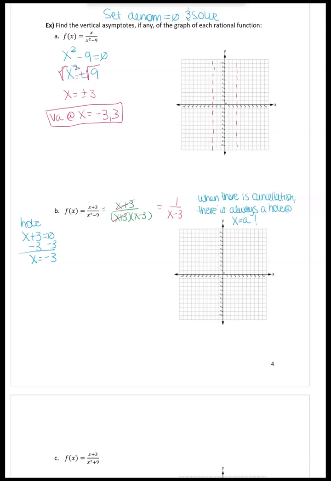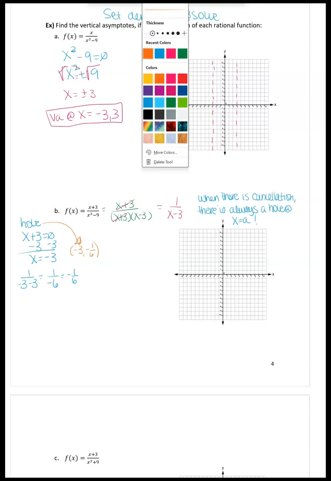So we're going to plug our negative 3 back in here to find the ordered pair where our hole exists. We take 1 over negative 3 minus 3. That's going to give us 1 over negative 6. That equals negative 1/6. So our ordered pair is, our x was negative 3, negative 3, negative 1/6. That's where our hole is going to be.